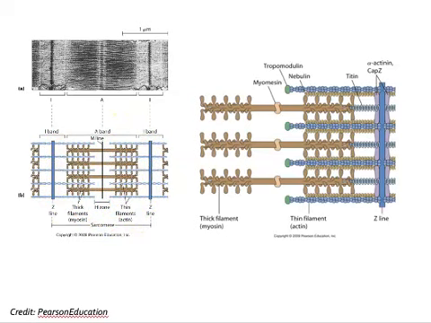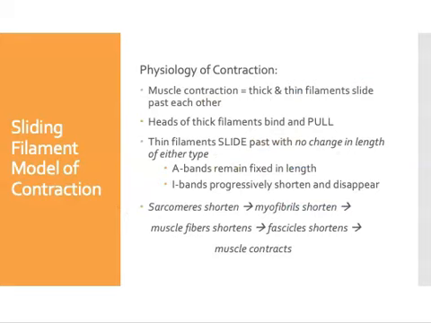And that brings us to what we call the sliding filament model of contraction. This is the physiology of muscle contraction. And as we've said, it involves these thick and thin filaments actually sliding past each other. The thick filaments grab onto the thin filaments, the myosin heads bind to the thin filaments and slide them towards each other in the middle of the sarcomere.